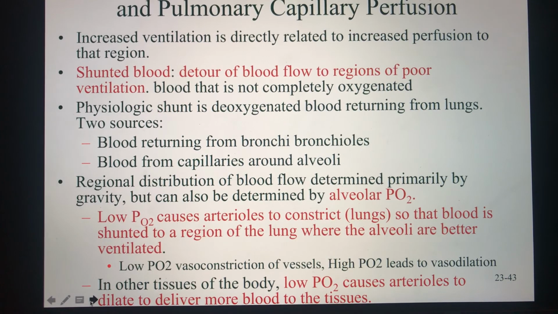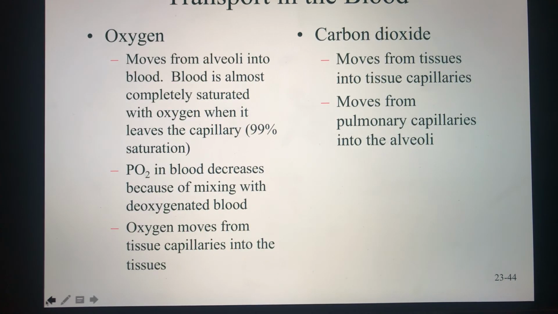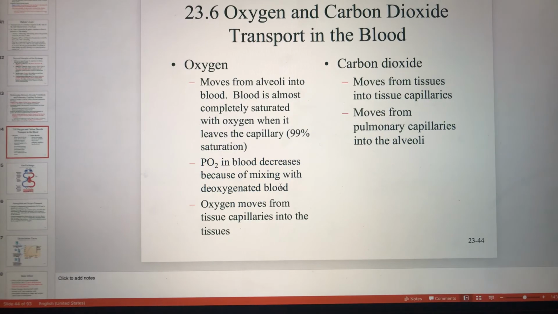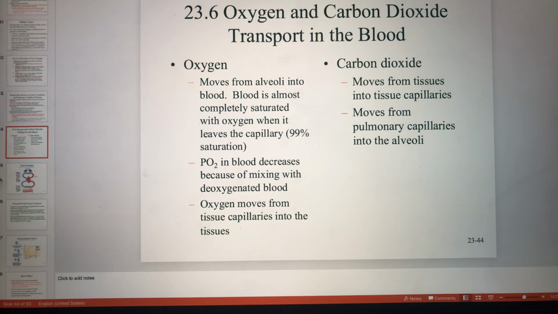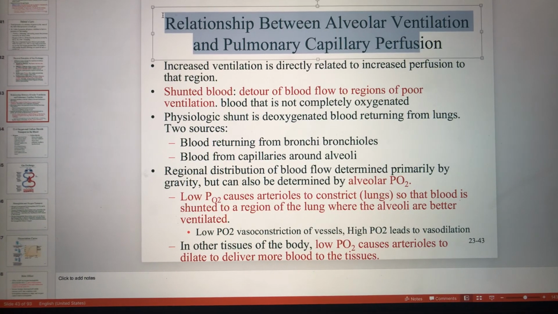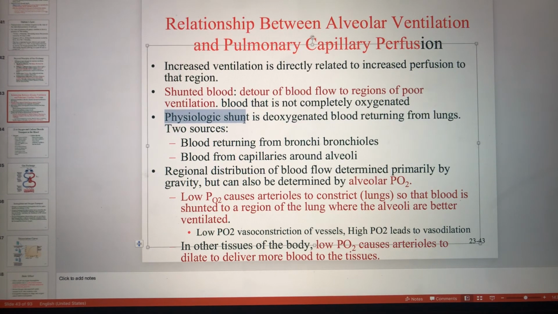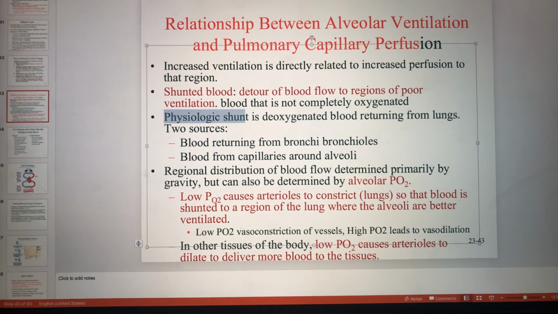And the last thing I'll talk about is this relationship between alveolar ventilation and pulmonary capillary perfusion. Now, I really like this chart because this is really telling us how we're able to survive when there is maybe a collapsed lung on one side, or pneumonia on one side. So I want you to know what this means. Let's talk about it, and I'm just going to highlight these so then you can highlight it, and this will be the last thing I'll discuss.